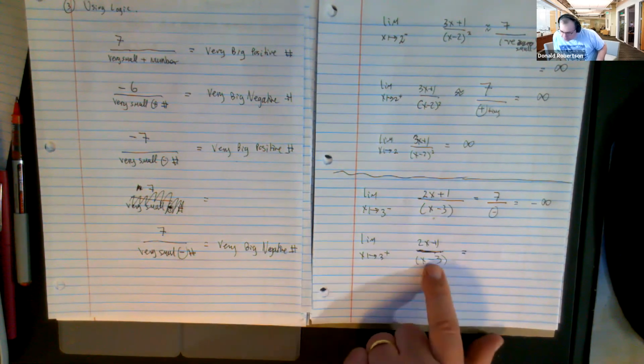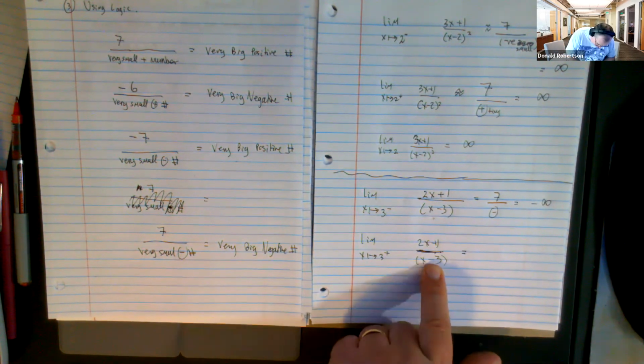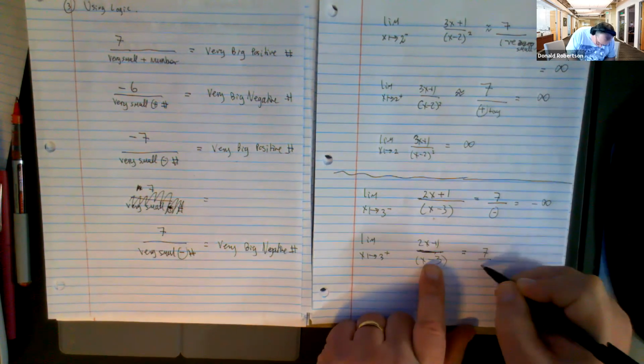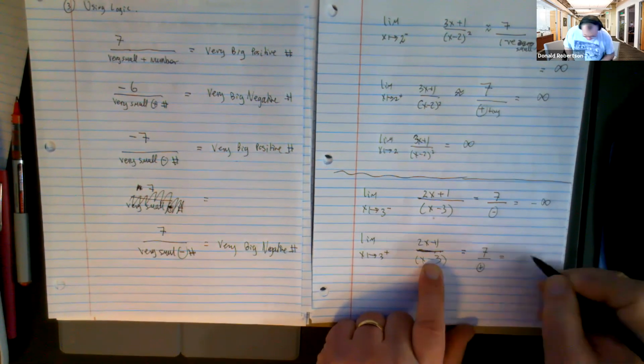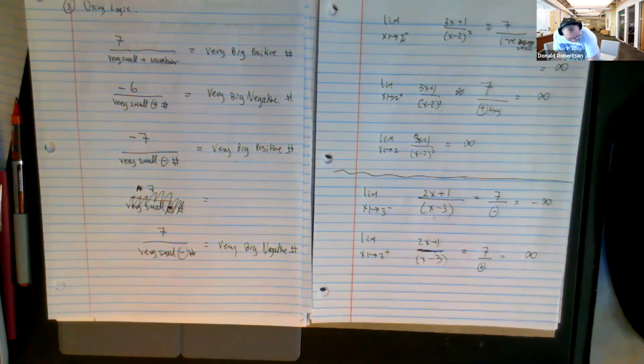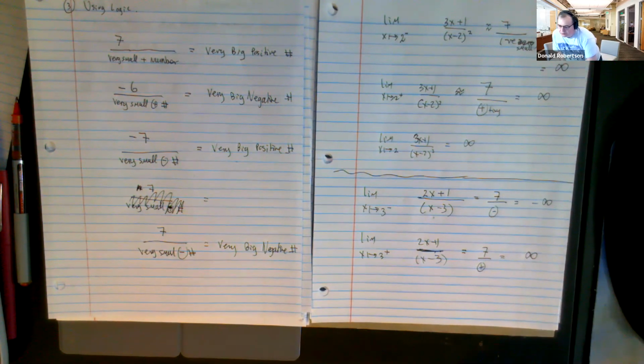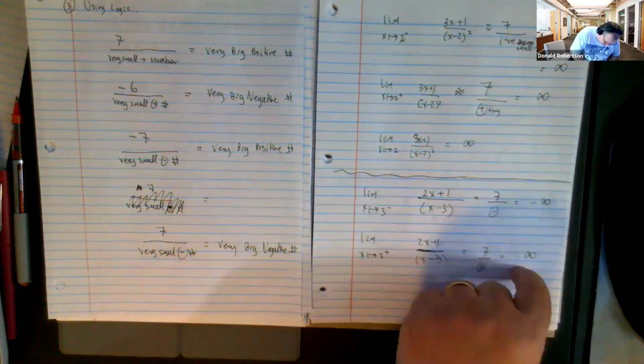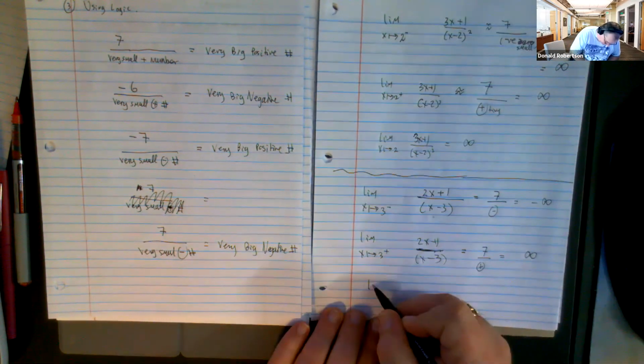Now, if we do a 3 plus, won't that be positive? So what do you get? 7 over a very small positive, and that gives me plus infinity. So if I'd asked you for the overall limit, wouldn't the answer be does not exist? Right? The overall limit does not exist.